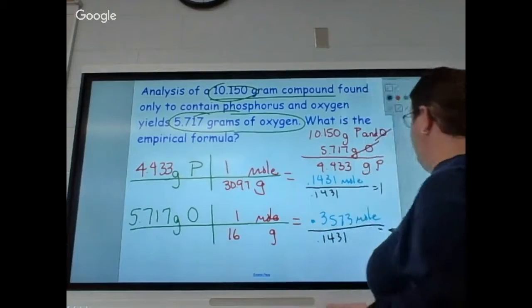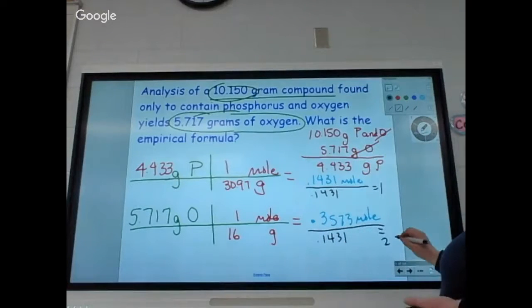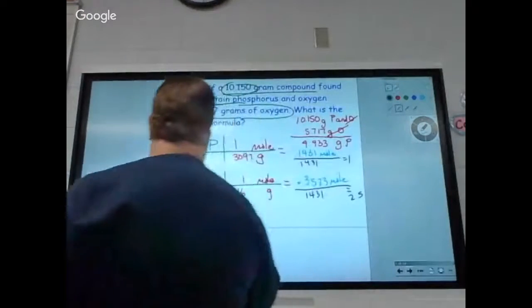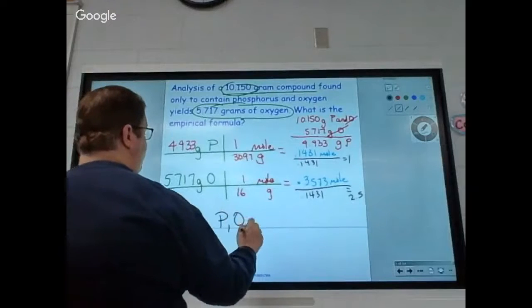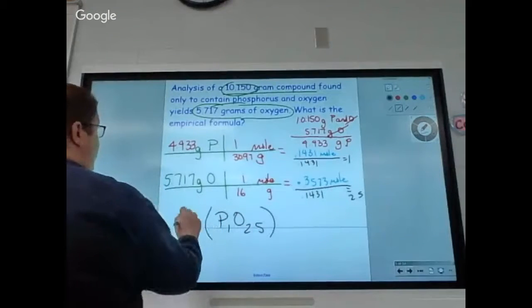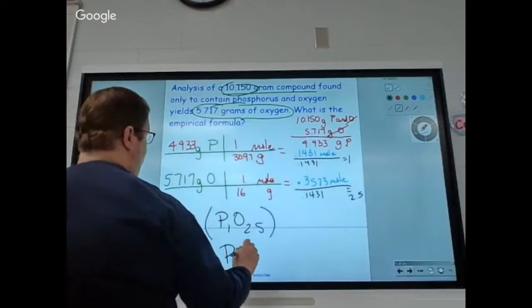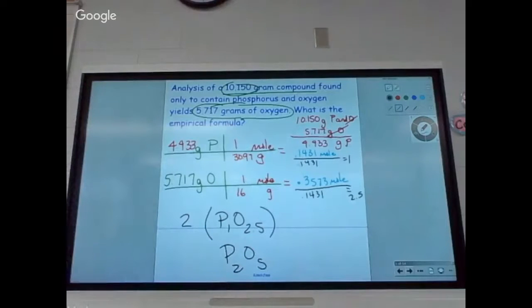0.1431 equals, what'd you get here? 2.5? Yes? Okay. And so we said P102.5 multiplied by 2, and you got P205? Yes? Okay. Anybody not okay with how we did all that? Yes? No? I'm on time.